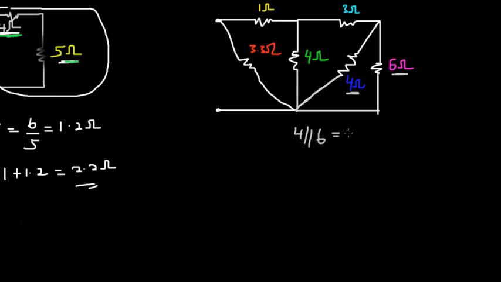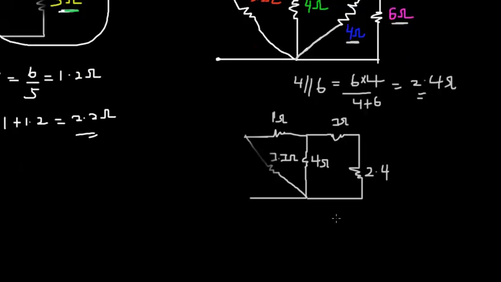Okay, so that will give us 6 by 4, divided by 4 plus 6. When you compute this, you will end up with 2.4 ohm. This means that we would have to redraw this circuit. So let's try redrawing the circuit. This is how the redrawn circuit will look.